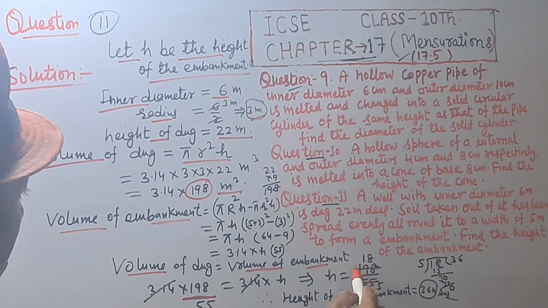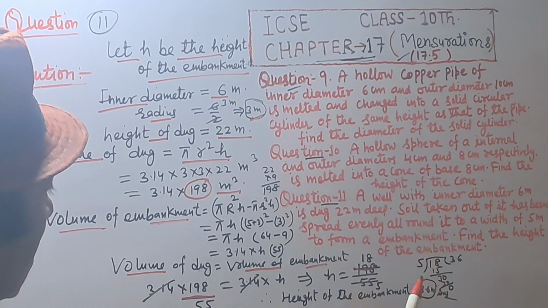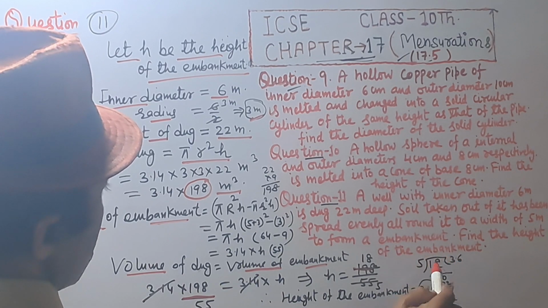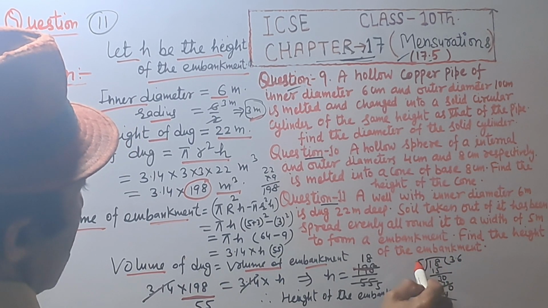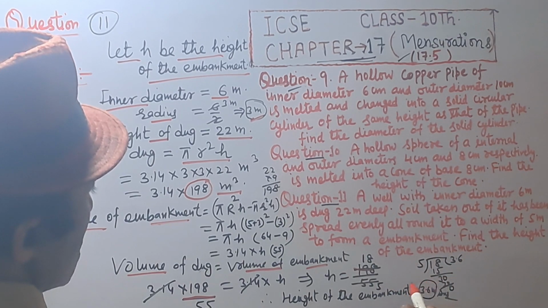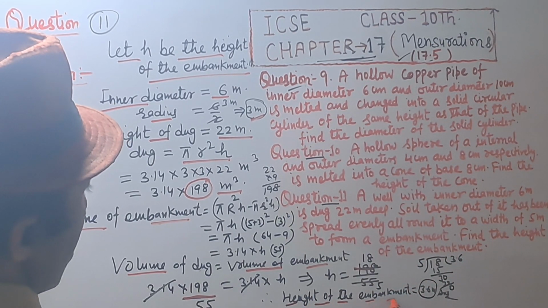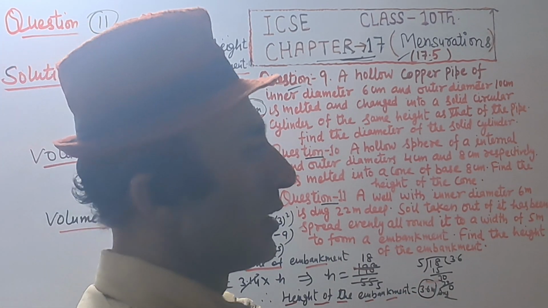11 fives are 55 and 11 18s are 198. Then 18 divided by 5, we get 3 fives are 15, 3.0 and 5 sixes are 30. So we get the height of the embankment is equal to 3.6 meter. Answer. Thank you.